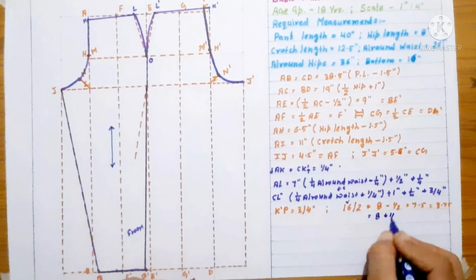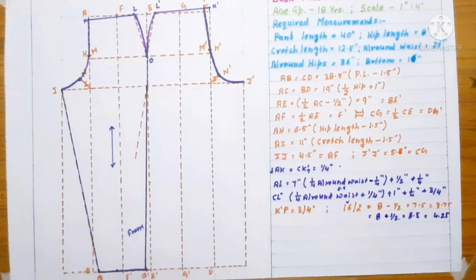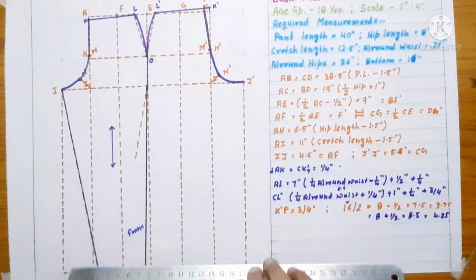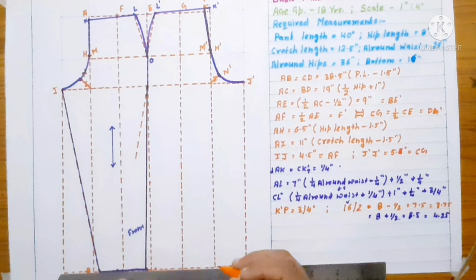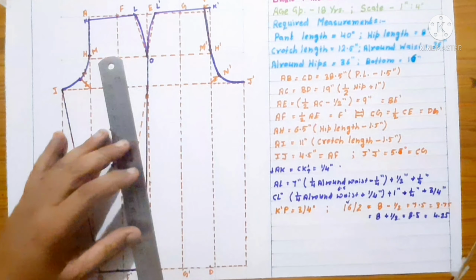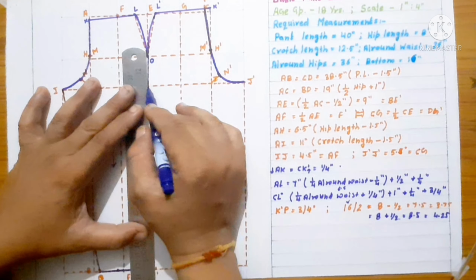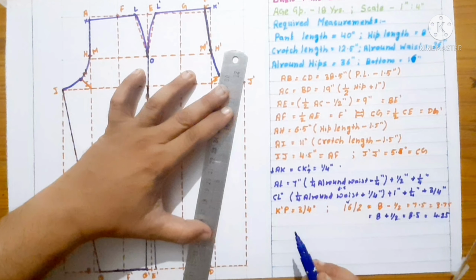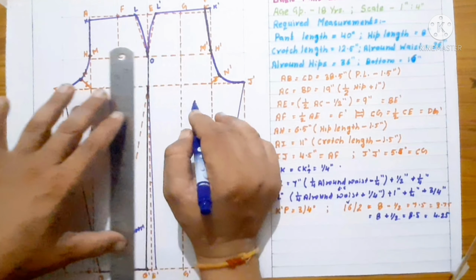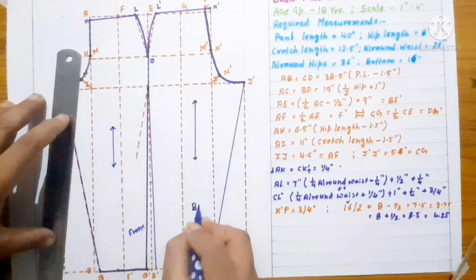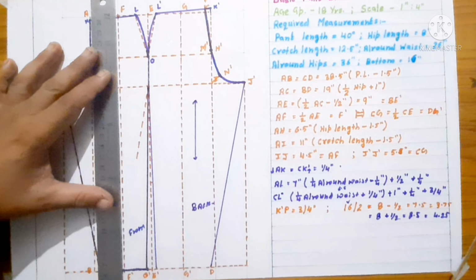Now we'll create the back bottom. 8.5 plus 8 plus half divided by 2 is 4.25. So we have to mark 4.25 on both sides of G and G dash. This is the point G and G dash, and we'll just join it to the crotch intersection. This and this, this is the back. So this is the pant block that we want to create.